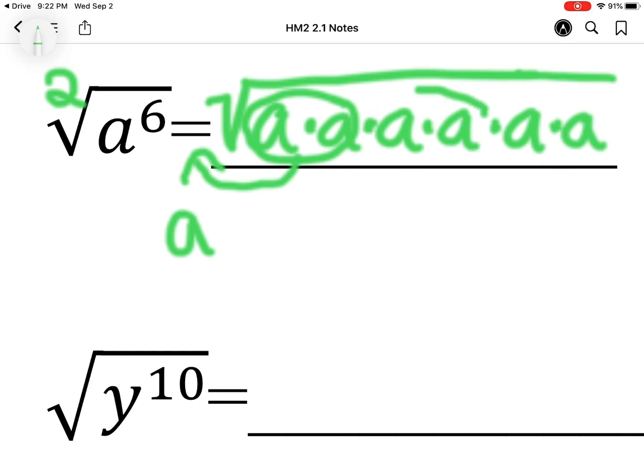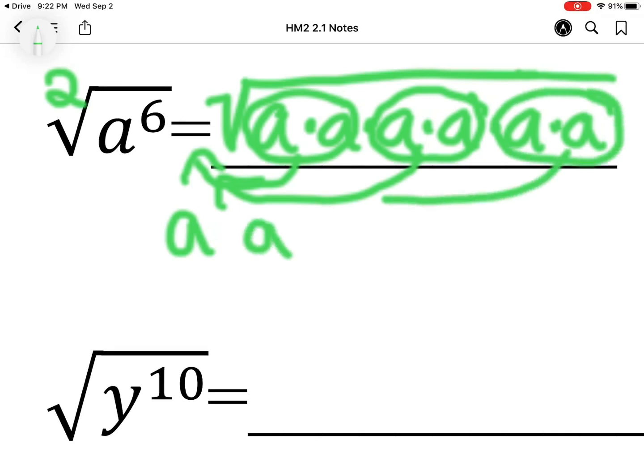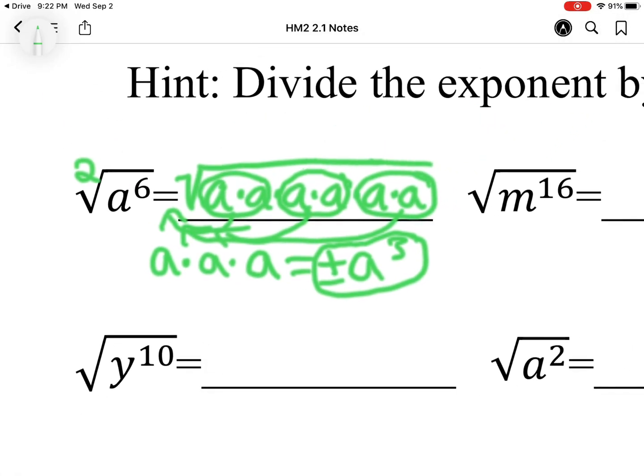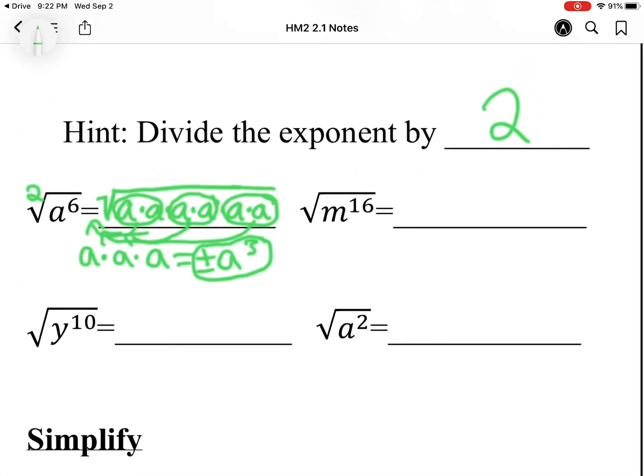So that's going to move out as 1a. This group is going to move out as another a. And this little last group of 2a's is going to move out and become 1a. Now in this case, there's nothing left underneath the radical. So we simply just have a times a times a, which is a to the third. We still have to throw in that plus and minus. So that would be our answer for this, the square root of a to the 6.